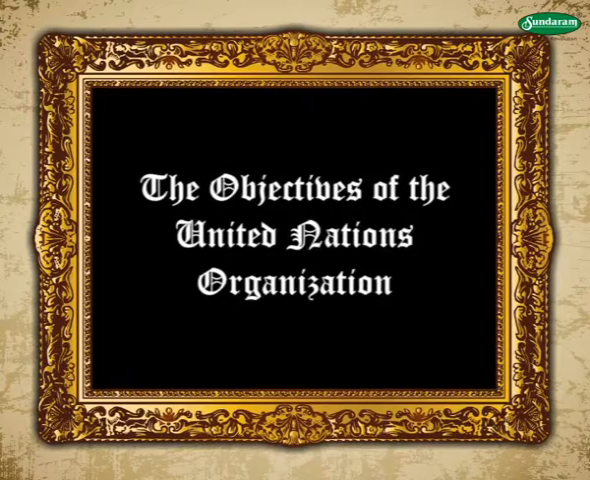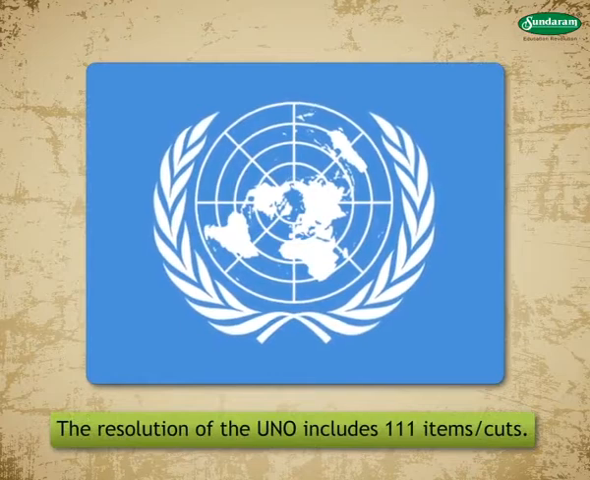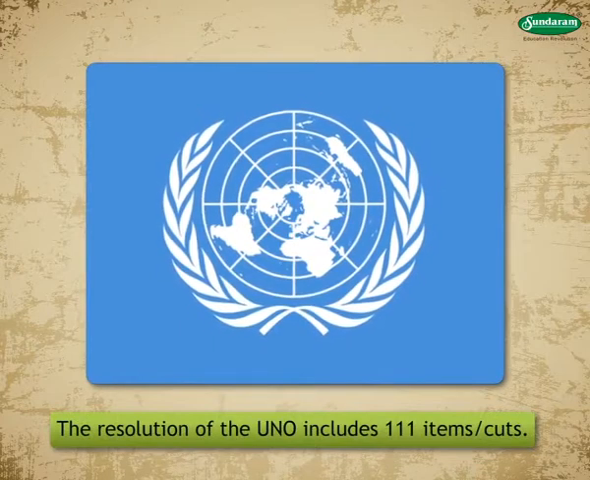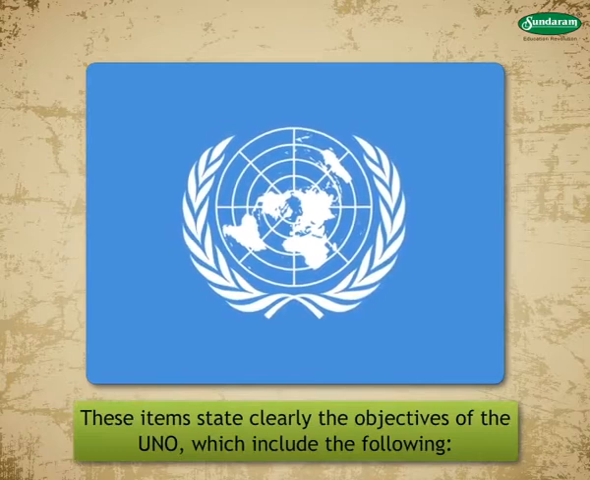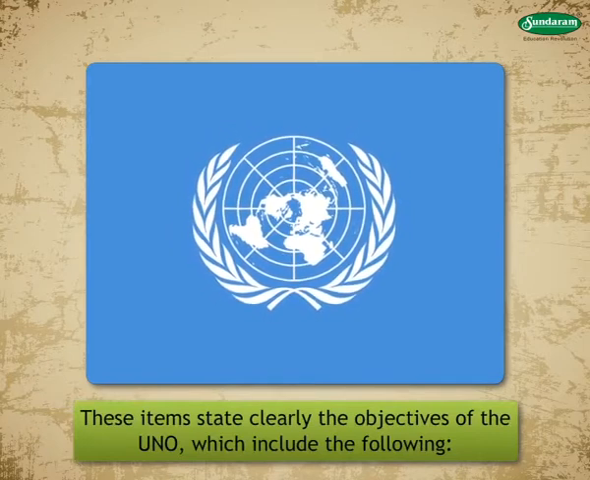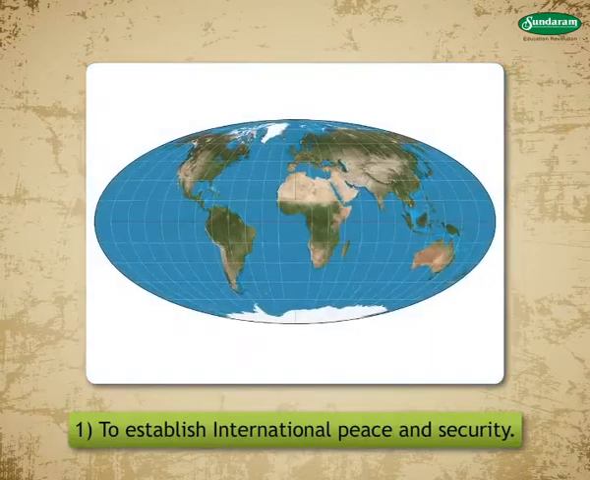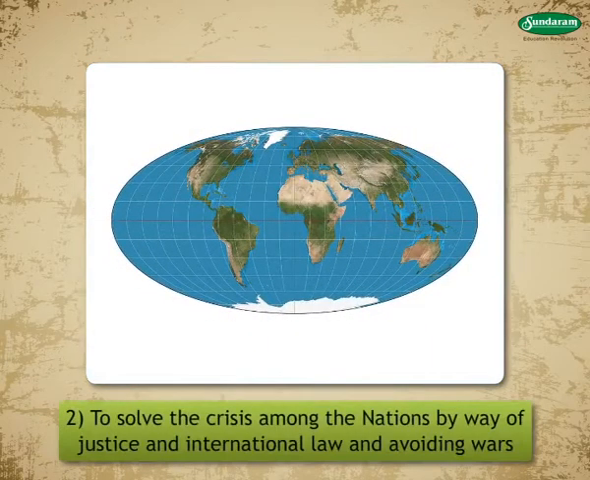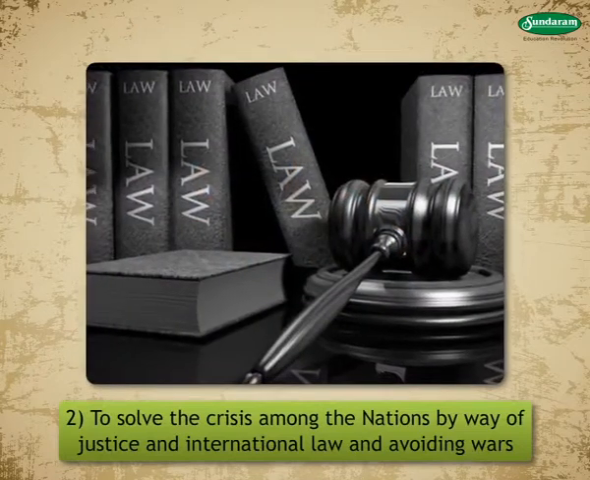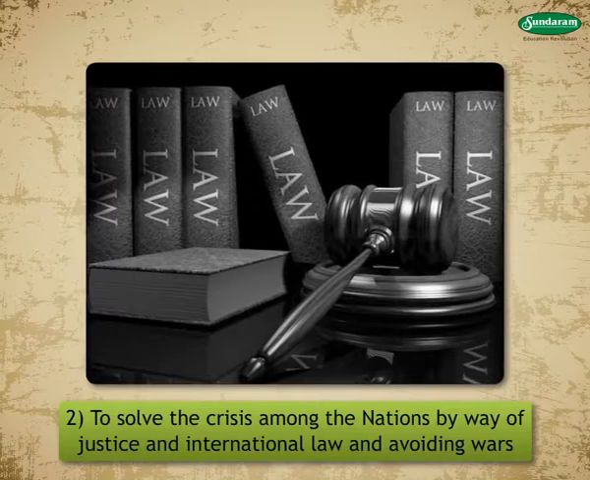The objectives of the United Nations Organization. The resolution of the UNO includes 111 items. These items state clearly the objectives of the UNO, which include the following. 1. To establish international peace and security. 2. To solve the crisis among the nations by way of justice and international law and avoiding wars.